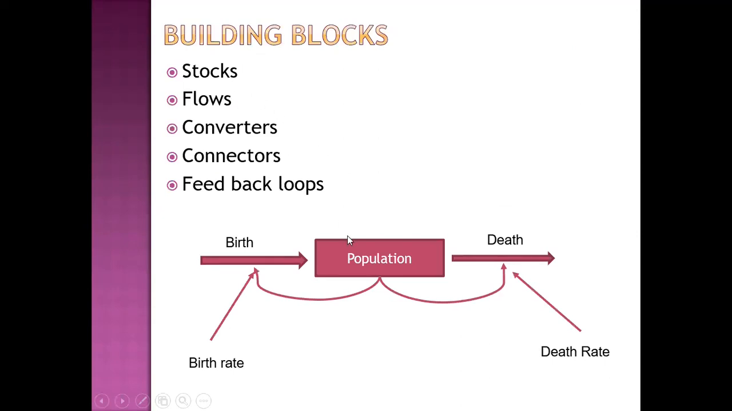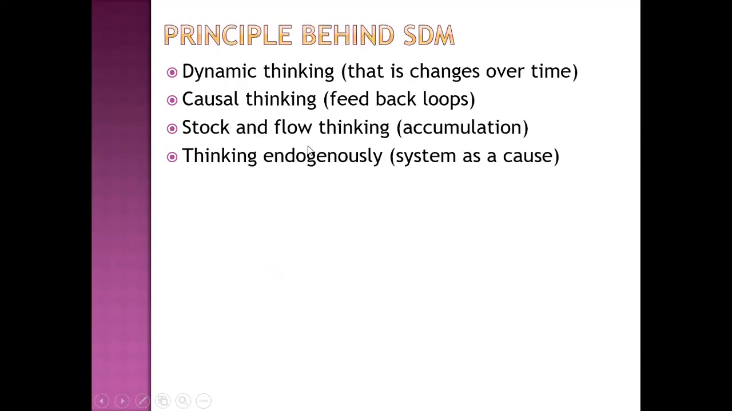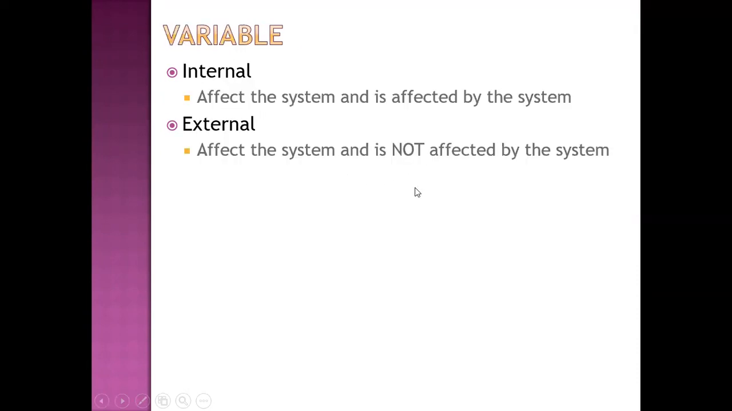The structure of a system dynamic model: it has a stock, that is population in our example. It has flow, that is inflow and outflow. It has converters and connectors, and it has feedback loops. Then the principles behind system dynamic models include dynamic thinking, that is, there are changes over time; causal thinking, that is feedback loops; stock and flow thinking, that is accumulation, population in our example; and thinking endogenously, that is, the system as a cause.